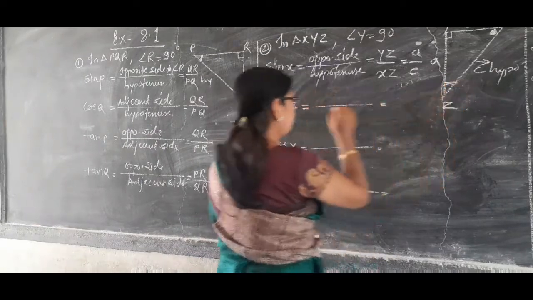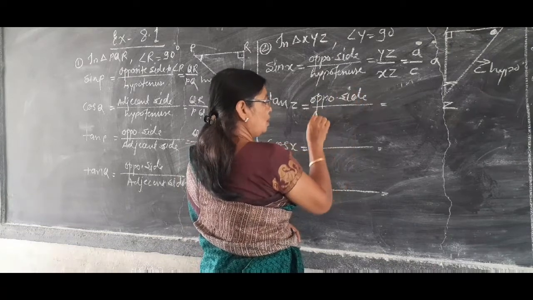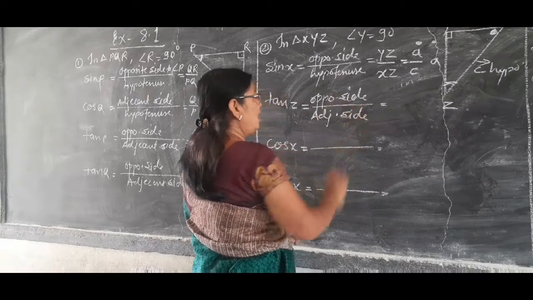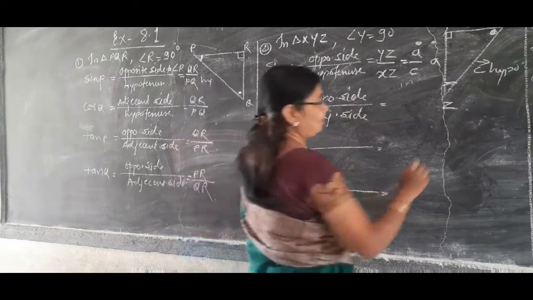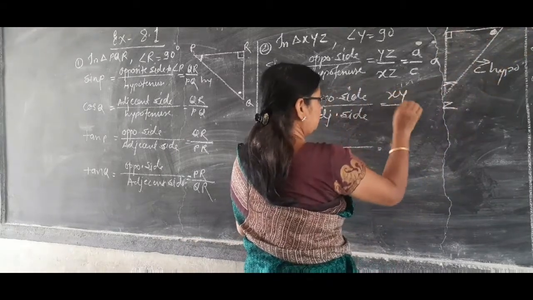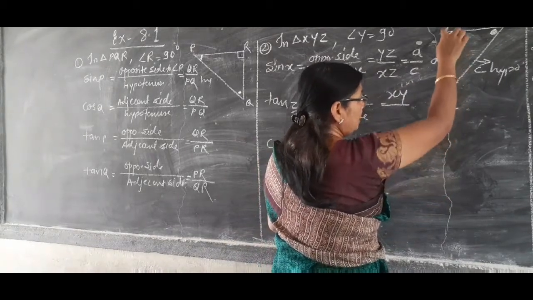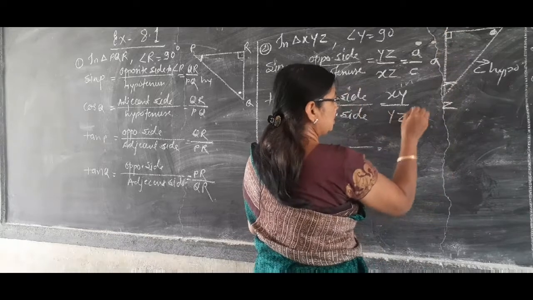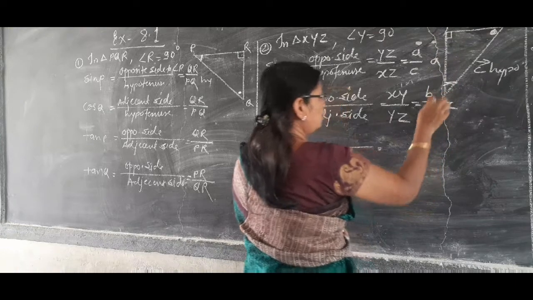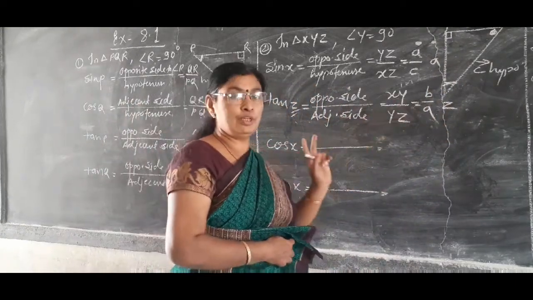Now next is tan Z. Now tan means what is the formula for tan? Always you have to write down the formula first and then take the ratios. Opposite side upon adjacent side. So opposite of Z is YX or XY. And which is the adjacent side for Z, on which this angle lies? YZ. Now XY is how much? b. And YZ is a. So what is your ratio? b upon a. If values are given, you have to put the values.